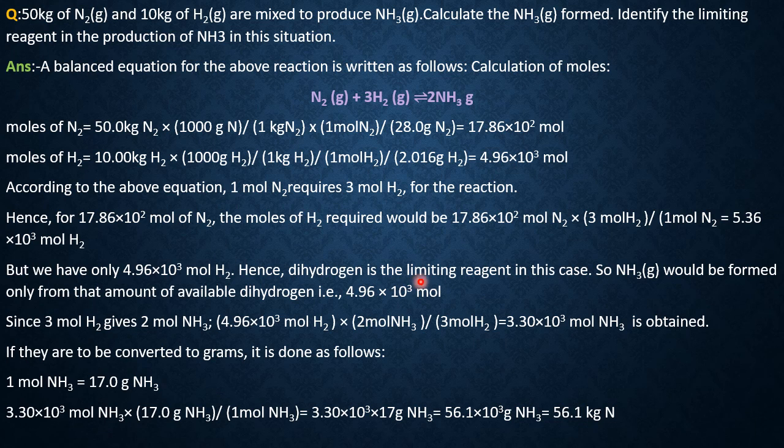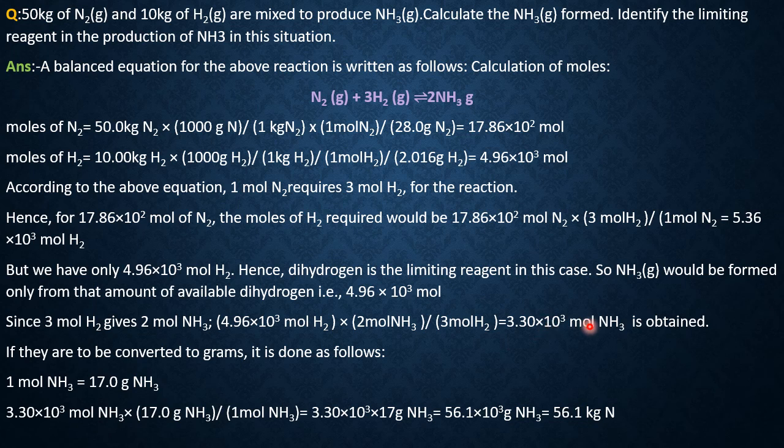If it is 1 mole of nitrogen and 3 times that of hydrogen, then 2 moles of ammonia form. But since hydrogen is in lesser amount, it is controlling. Now, depending upon the amount of hydrogen available, 4.96 into 10 to the power 3, only that much ammonia forms. So how much does it form here? It is 3.30 into 10 to the power 3 moles of ammonia formed.